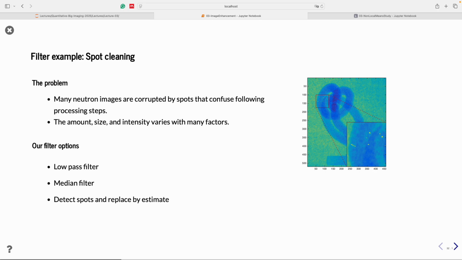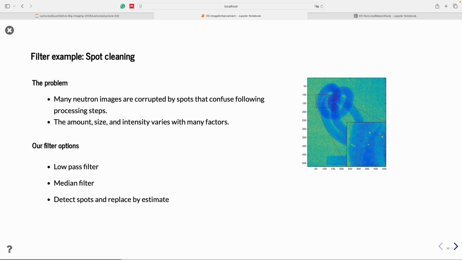So a little filter example. We have in our neutron images a lot of spots. So when we look at an image, we have all these little outliers, and we want to remove them from the images. And amount and size varies a lot. You can even see here that some are really localized spots, some are a little bit larger, and there are even cases when you have streaks like this. And those are very annoying in the next processing steps. If it is filtering or tomography reconstruction, they will introduce new artifacts.